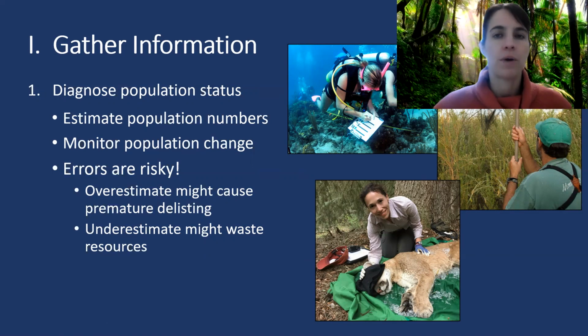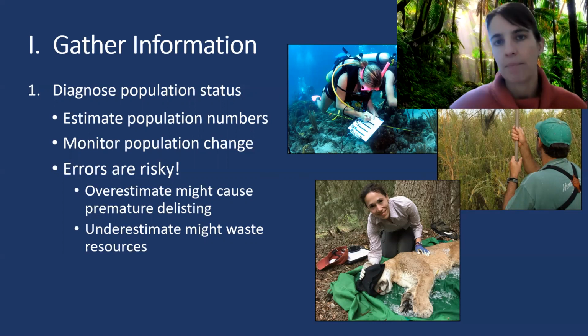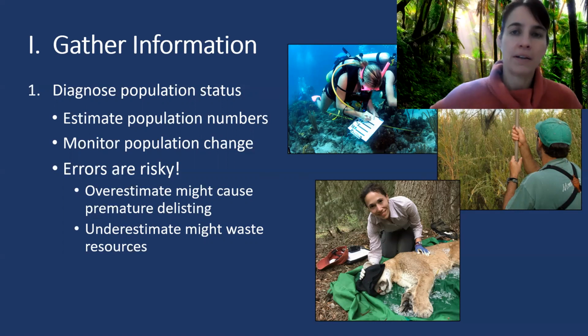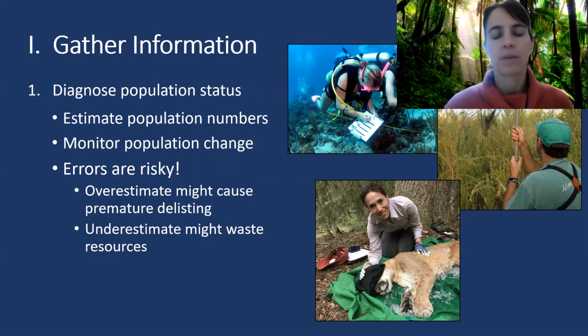By the same token, if you underestimate the population size, then you might not get the resources you need to actually recover that population. So say there's 200 mountain lions, but you say there's 100. And you get all this funding to do all these recovery efforts, but you were mistaken, there's actually 200. Well, those resources could have gone somewhere else to save another species, right?